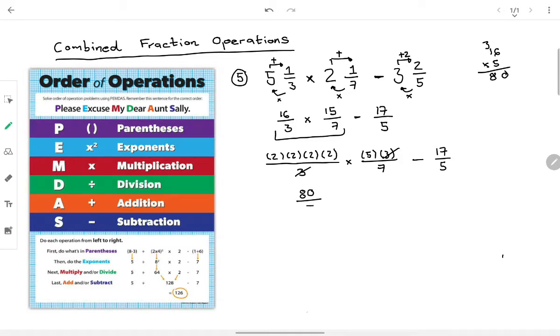In the bottom part we will have 7 minus 17 fifths. We need to look for the least common denominator. We have two prime numbers, 7 and 5, so the least common denominator will be the multiplication of both, 35. So we need to transform this to 35s. So 5 times 7 is 35. So we need to multiply 17 by 7.